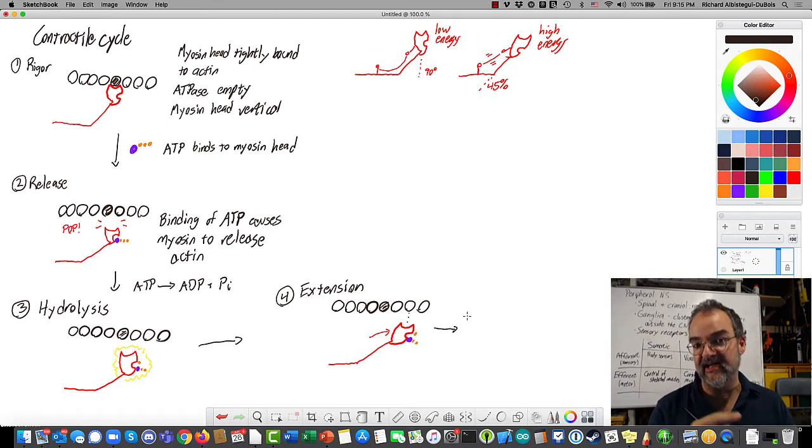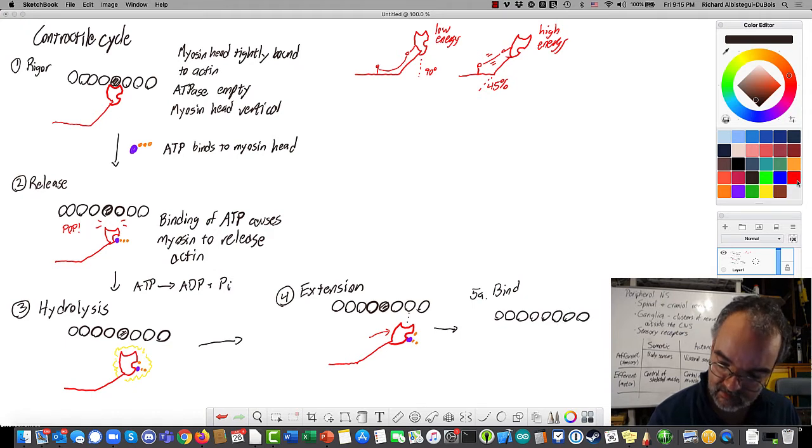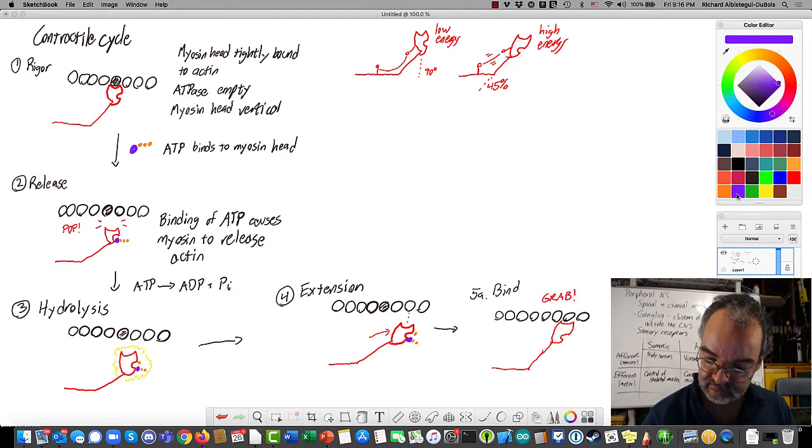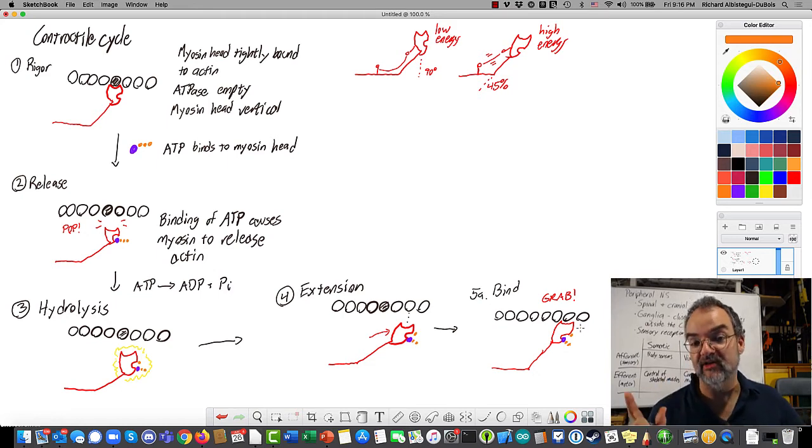Watch it once, then go back and watch it and make your notes as you do it. So 5A, we'll call bind. In step 5A, the myosin head grabs on to an actin. Let me back that up. Our myosin head grabs on to an actin. At this point, the ADP and the phosphate are still there. So, step one, grab onto an actin.